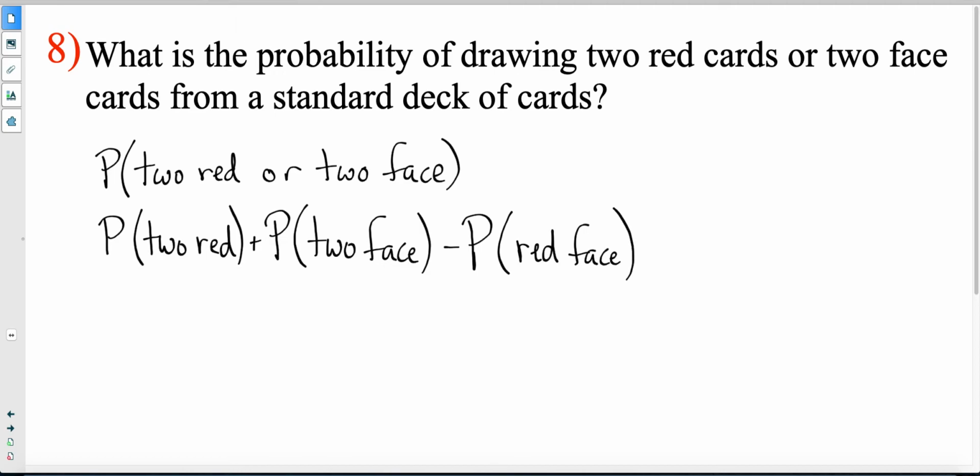Okay, so it's a red card that is a face card. So see if you can get these probabilities and see if you can get your final answer. So you can pause the video here and figure those out.